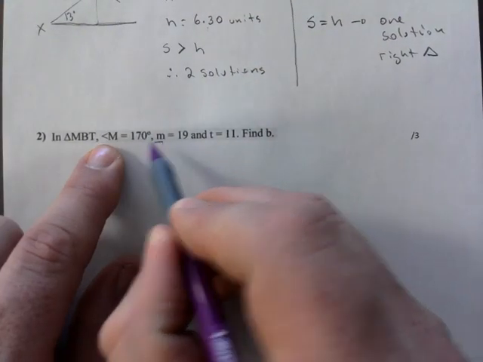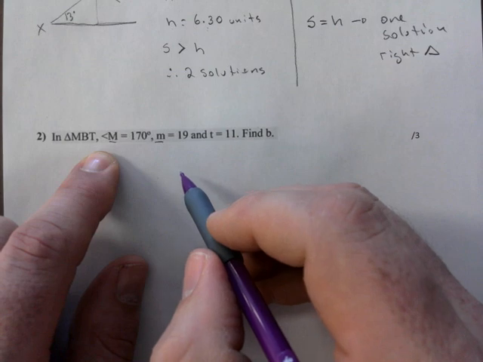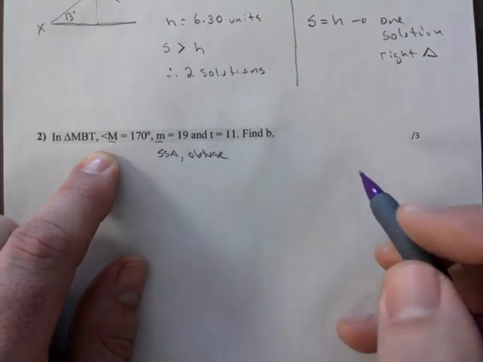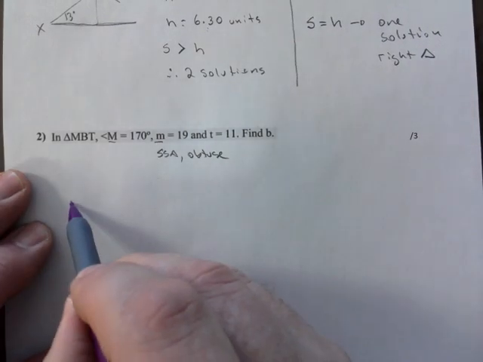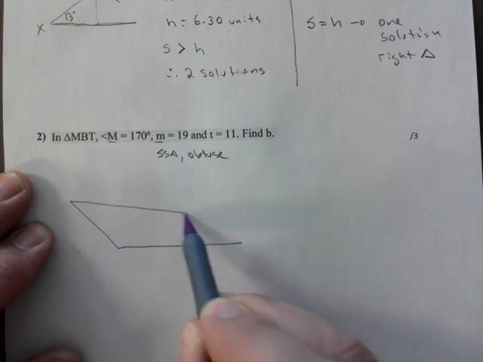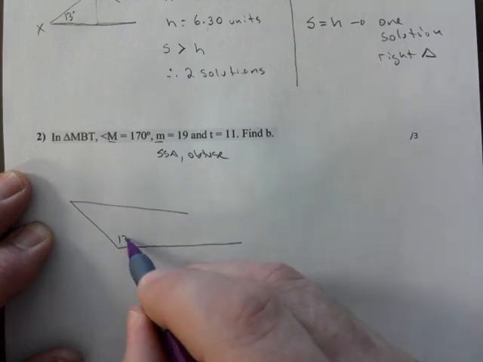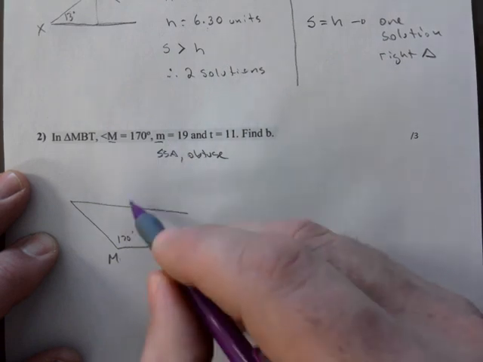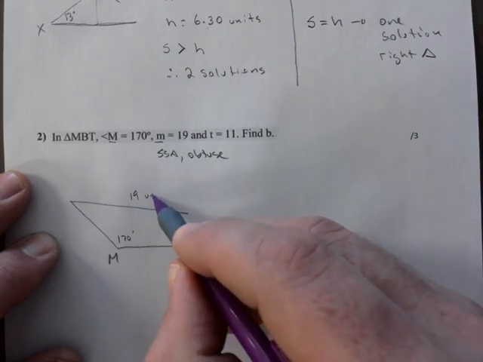Same thing, M and M, SSA. This is an obtuse case. I think this is it. I'm just going to do one more. So here we have that scenario, something like that. This is 170. This is angle M. And the side across from it obviously is over here.